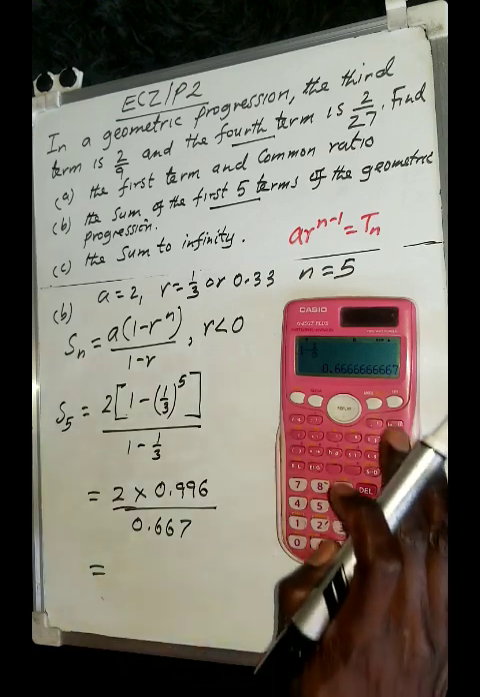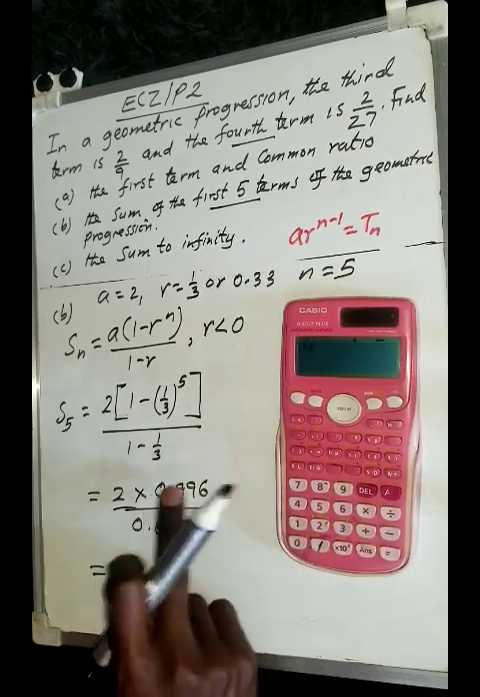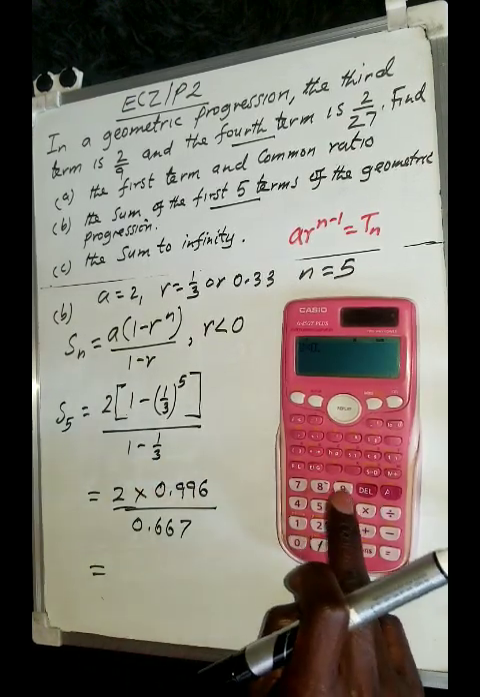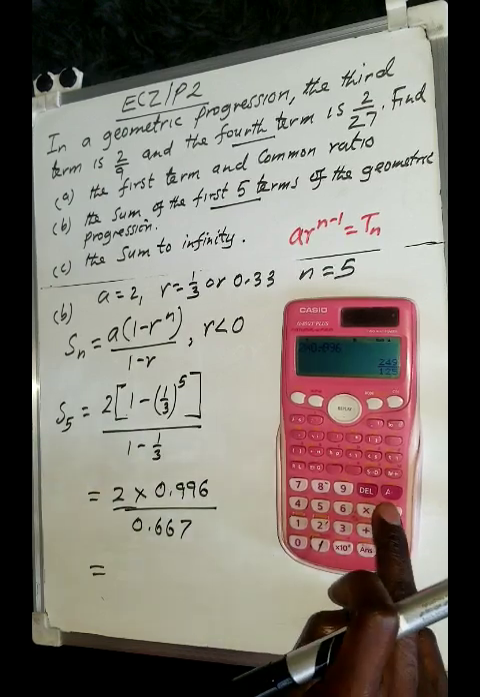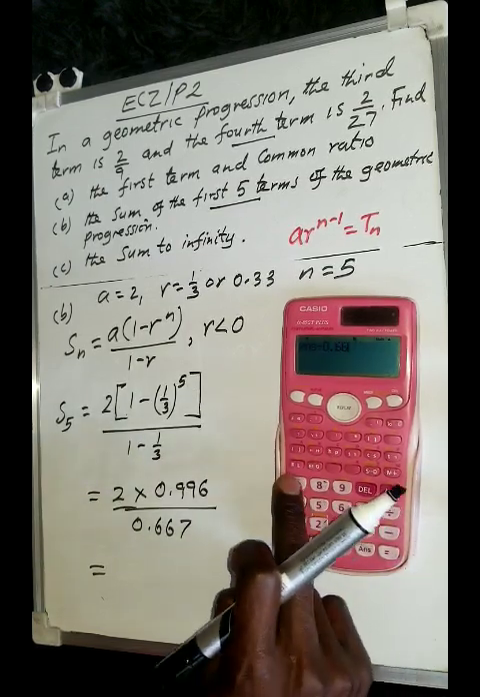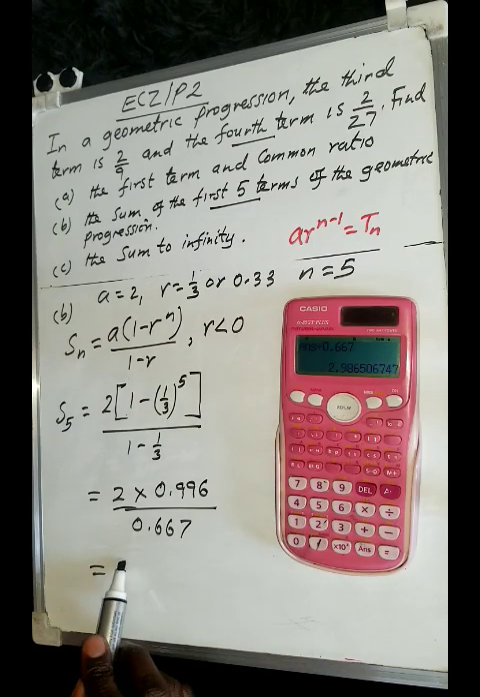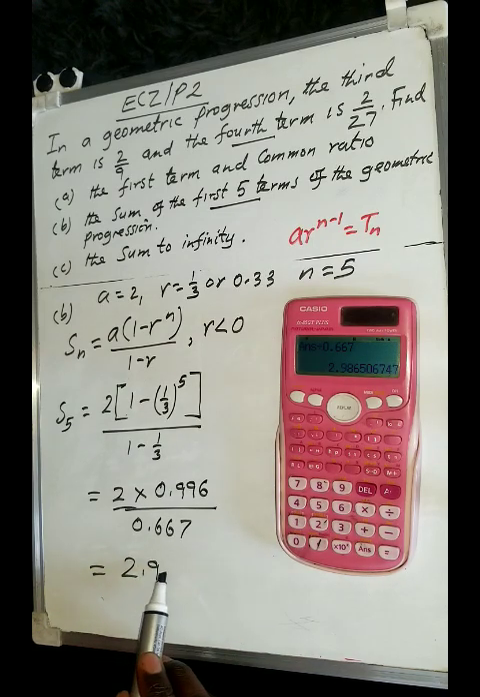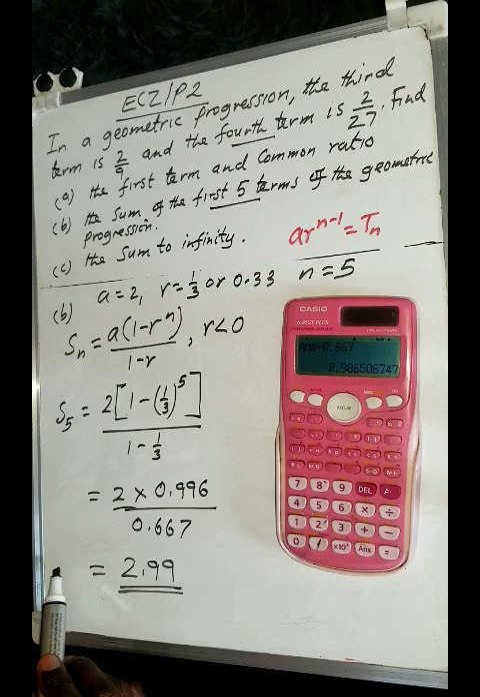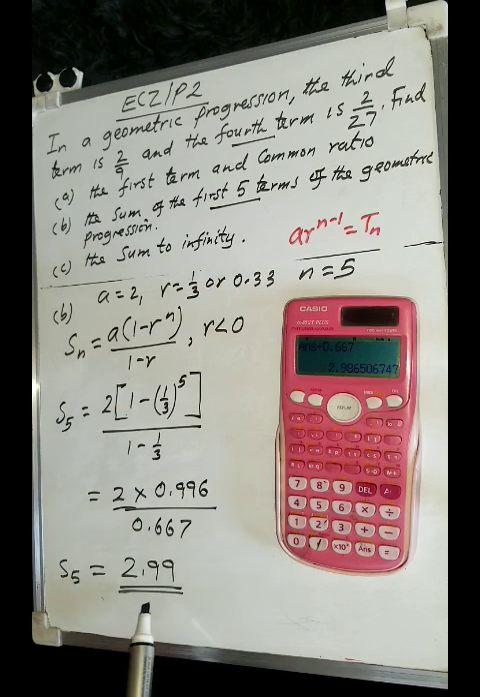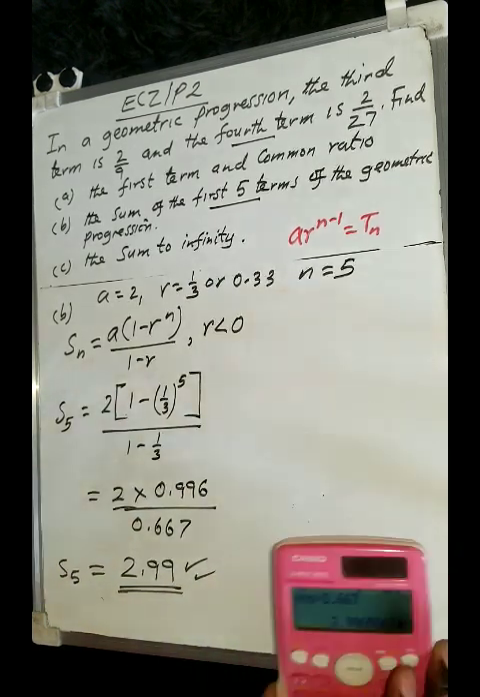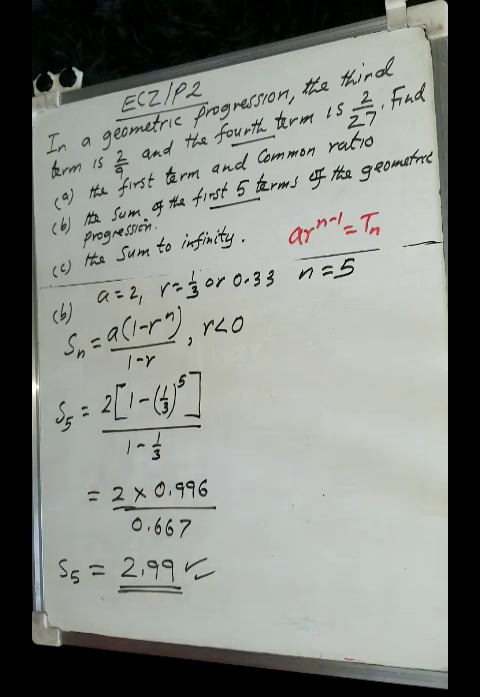So what is that going to give you? I can say 2 multiplied by 0.996, and the answer I get, I divide by 0.667. And what is the value that I'm getting there? I'm simply getting 2.99. So that is the sum of the first 5 terms there. This is what they wanted you to do. Of course, be careful as you try to work that out.